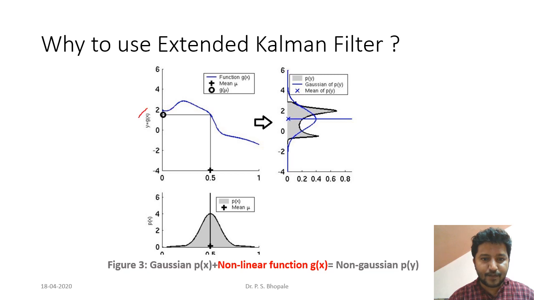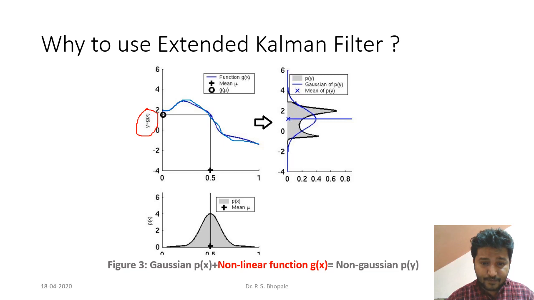So this function y is equal to g of x is a non-linear function, which can be seen in the blue line. It can be of any shape, any kind of non-linear shape. So when x is transferred through this function g, which is non-linear, and we get output y, then that output y won't have a Gaussian distribution.